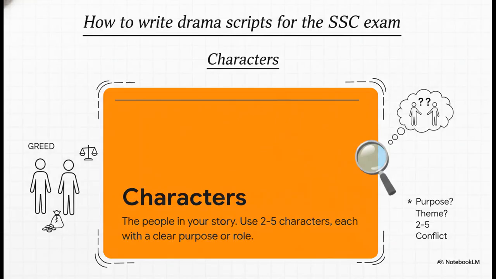Now, when it comes to characters, here's a pro tip. Quality over quantity, always. For your exam, you really only need 2 to 5 solid characters. The key is that each one needs a clear job to do in the story. So if your theme is honesty, you could have one character who always tells the truth, one who lies a lot, and maybe someone caught in the middle. That clash between them, that's what creates drama and moves your story forward.